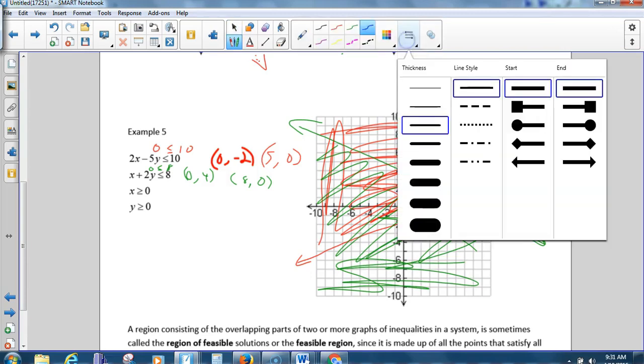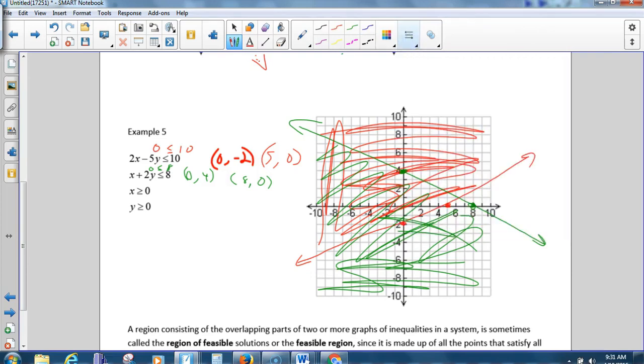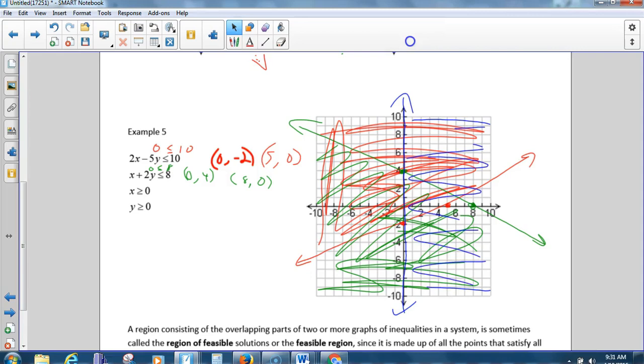Now let's move to blue. x is greater than or equal to 0. Well, remember, x is this line right here. And it's a solid line because it's greater than or equal. Greater than or equal on a vertical line is just everything to the right. So that's going to be everything on this half of the graph. And then black, y is greater than or equal to 0. Solid line at our origin, which means we're going to shade everything above here.